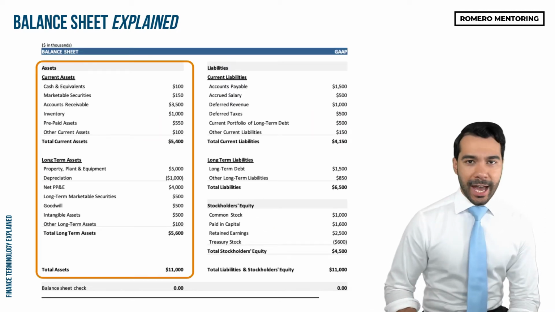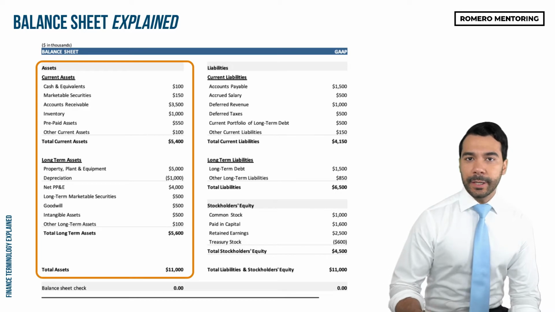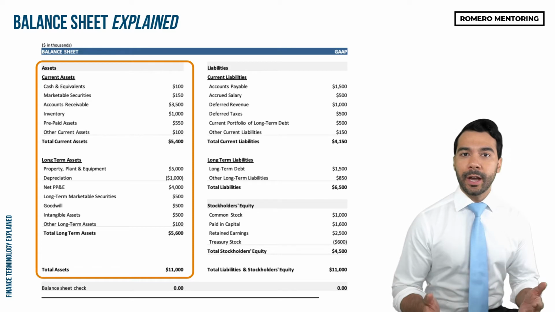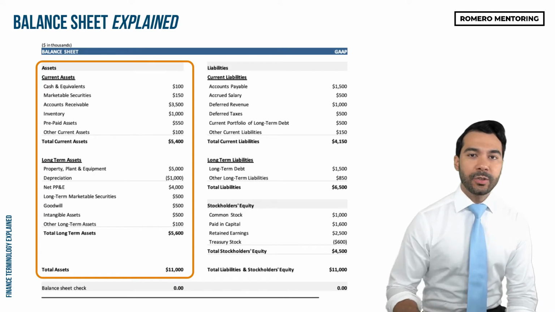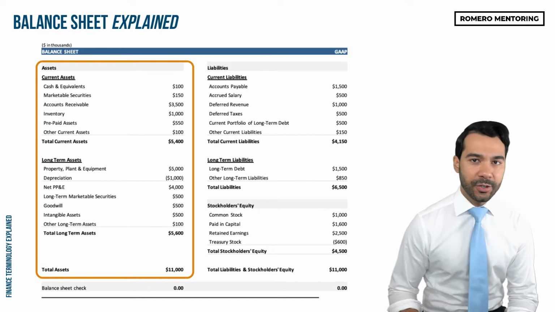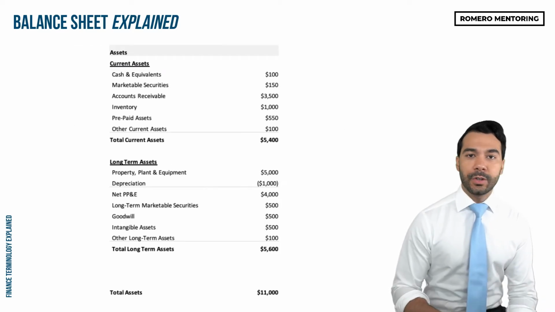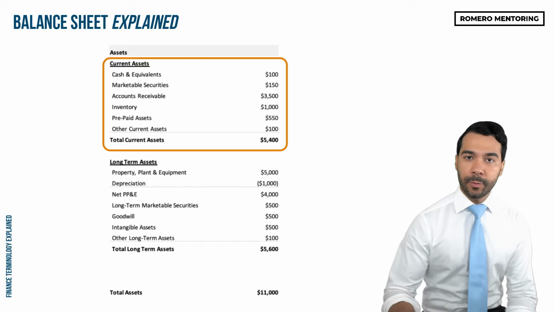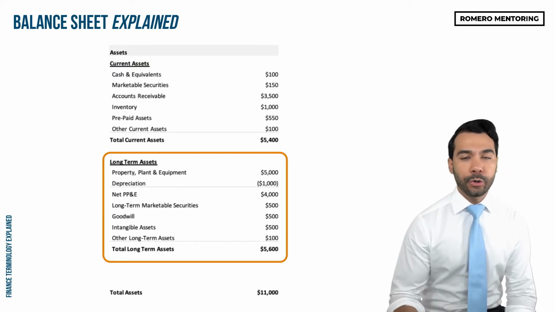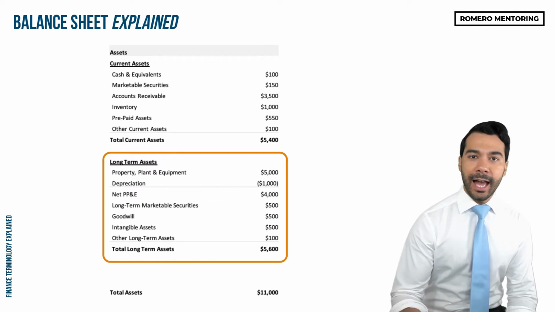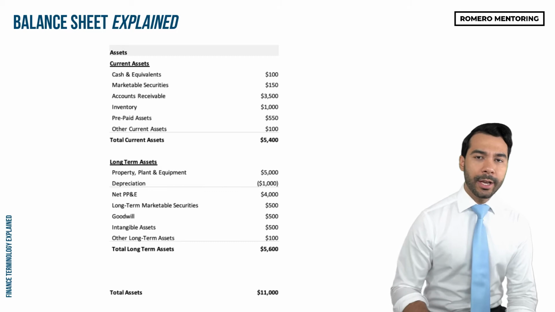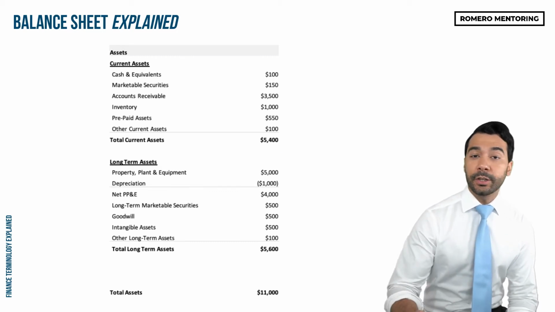Let's start with assets. An asset is simply a resource of economic value that is owned by the company, from which they expect to generate a future benefit, that being in the form of cash. Within assets, you have current assets, which will be converted into cash or utilized within a year, and you have long-term assets that have a life expectancy of greater than a year. Let's look at each one of these sections. The first being current assets.